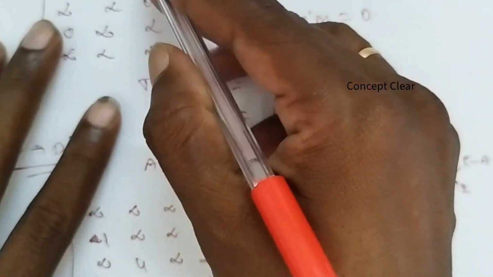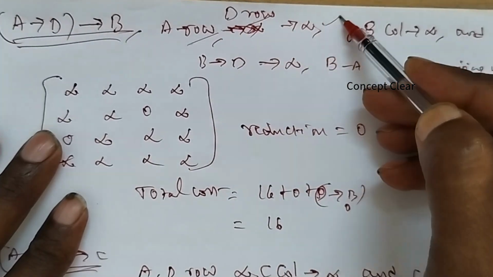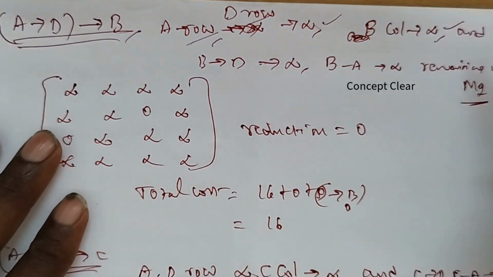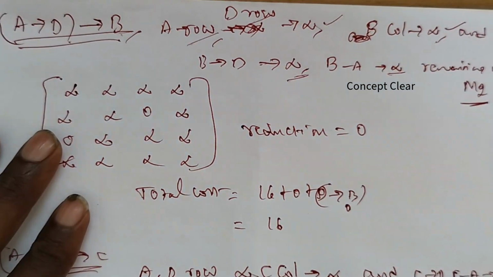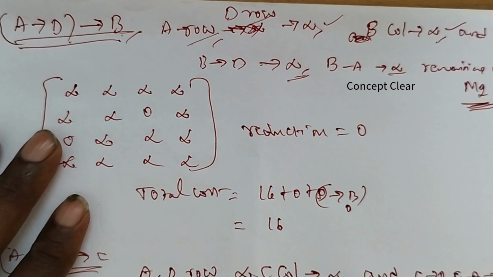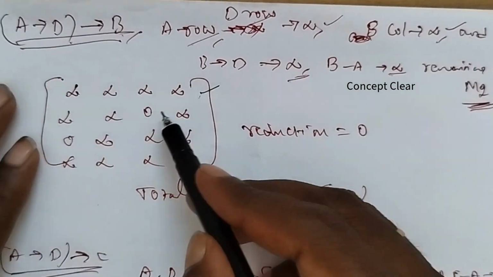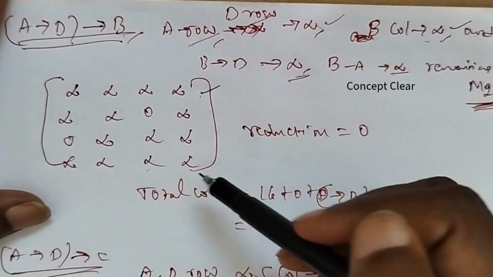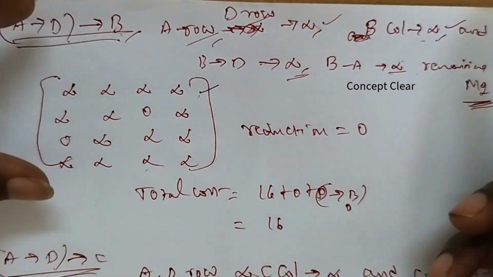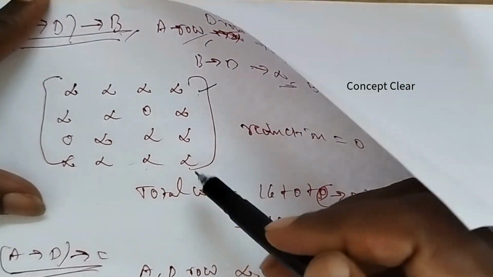See here. For A to D to B, you have to take the A row value and D row value as infinities, the B column value as infinity, and B to D and B to A paths are also infinities. Remaining values are from the M2 matrix. So the A row and D row are all infinities, and the B column is infinity, remaining from the M2 matrix.